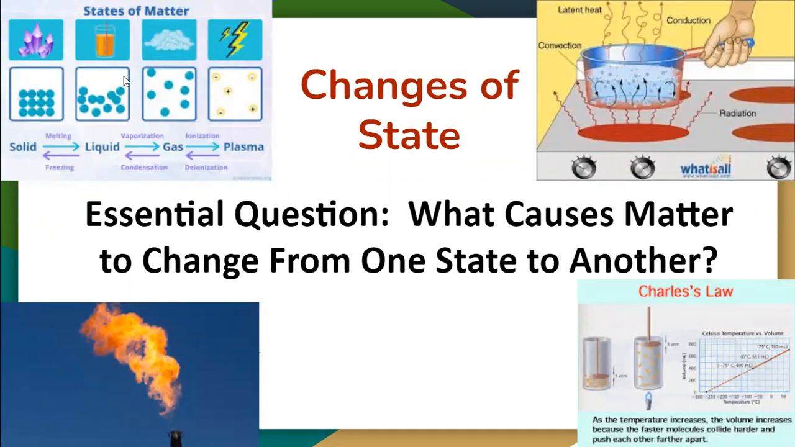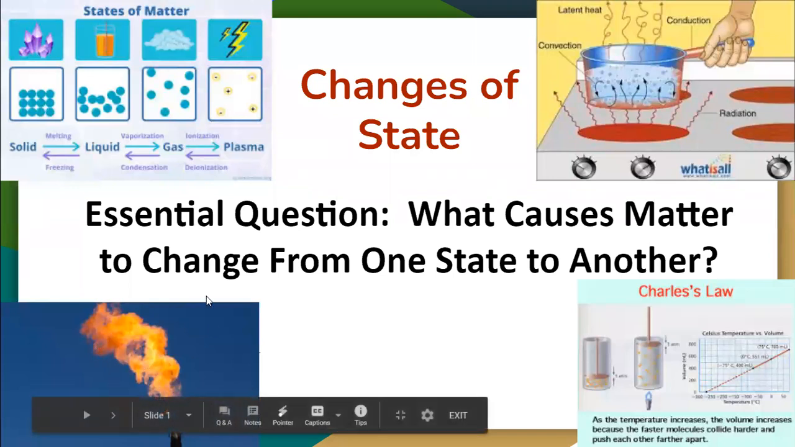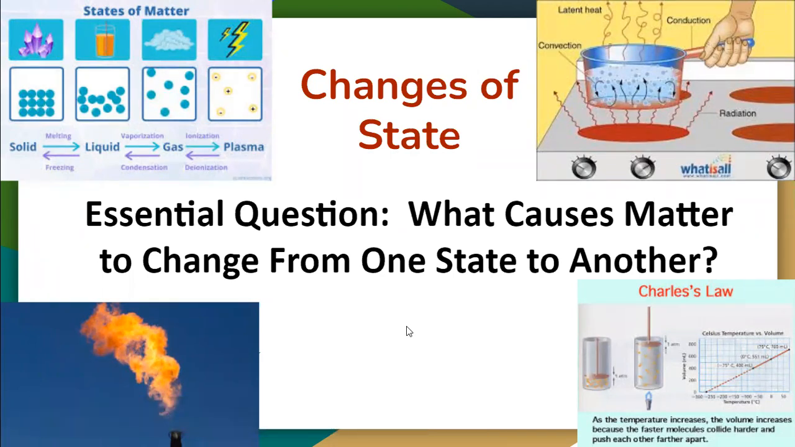Last time we talked about the different states of matter, including plasma a little bit. This is talking about our convection, conduction, and radiation heat, which we'll be talking a little bit about in future lessons. This is our gas lesson, which is the next lesson, and Charles' law is part of the gas lesson as well. Those pictures are to kind of trigger what the unit is about.